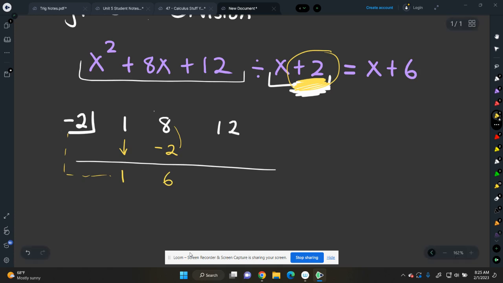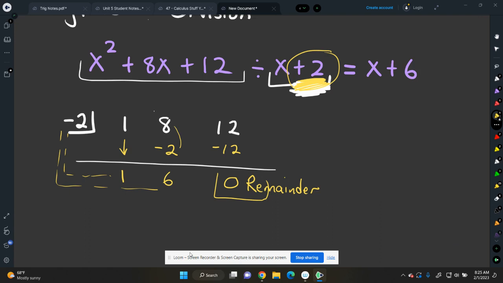And then we're going to multiply negative 2 times 6. What does negative 2 times 6 equal? Negative 12. What's 12 plus negative 12? 0. This is my remainder. This number on the end, that's my remainder. So I have a remainder of 0.